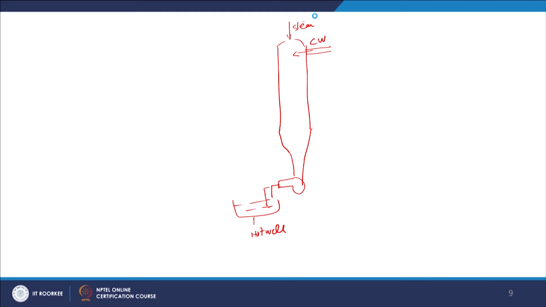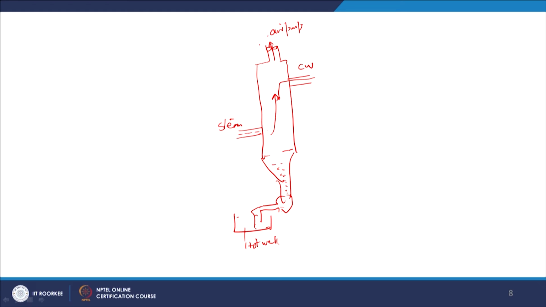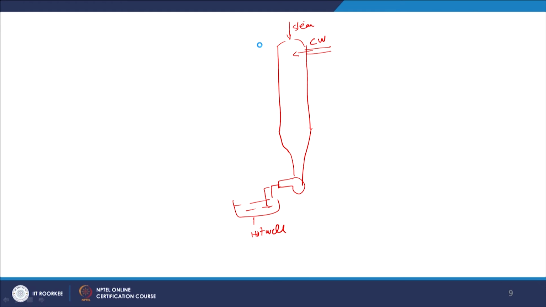In the previous case the hot air was leaving from the top. Here the steam is entering the top, cooling water has lateral entry. There are certain taps here which allow the proper mixing of steam and cooling water, right. After coming here there is a pump which removes the air, and the steam condensate is collected at the bottom through a pump, it goes to the hot well, and from the hot well it goes to the boiler.